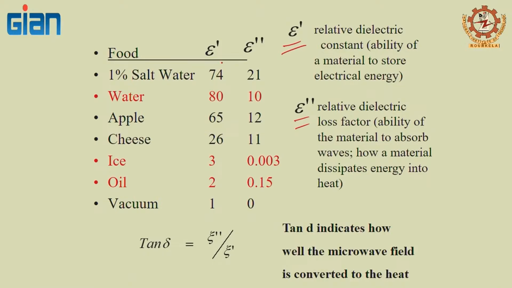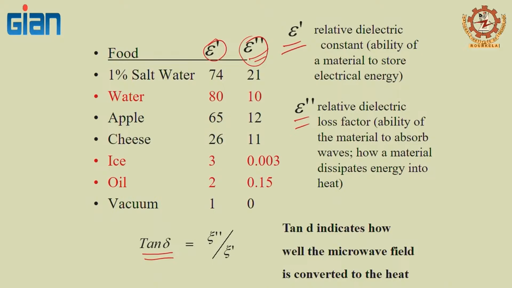They range from epsilon single prime 74 to 1, and epsilon double prime 21 to 0. And then you have a third parameter, which is called tan delta, which is basically the ratio of epsilon double prime over single prime, and it indicates how well microwave is converted into heat. So, that means you have to convert that into heat.